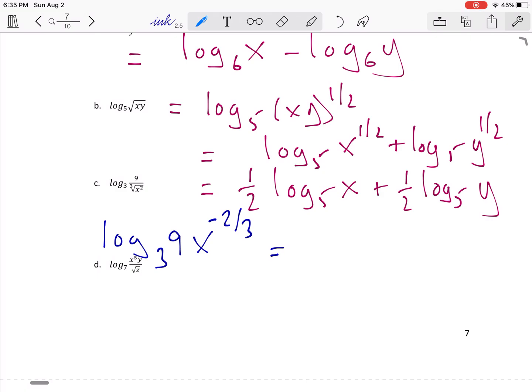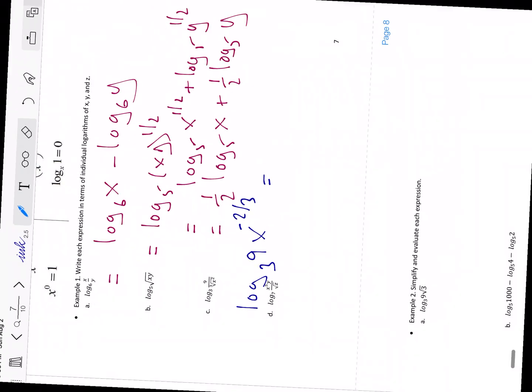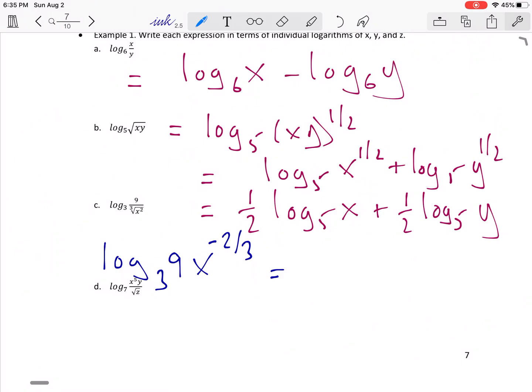So what's happening here, it might not look obvious, is you've got the 9 and the x are basically multiplying each other. So what we can do here is write this out as log 3 of 9, and then that's going to be subtracted because of the negative sign there, of 2/3 log 3 of x.